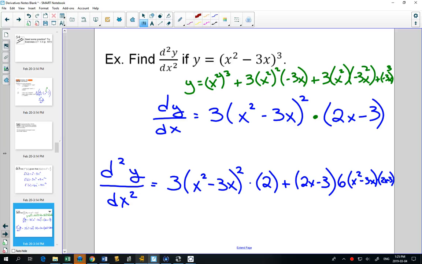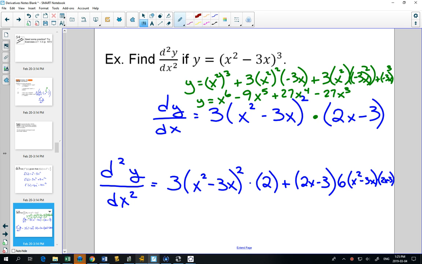And then I could simplify this to be x to the 6th minus 9x to the 5. No, wait for it. This should be in brackets, right? Minus 27. No, plus 27 x to the 4 minus 27 x cubed.